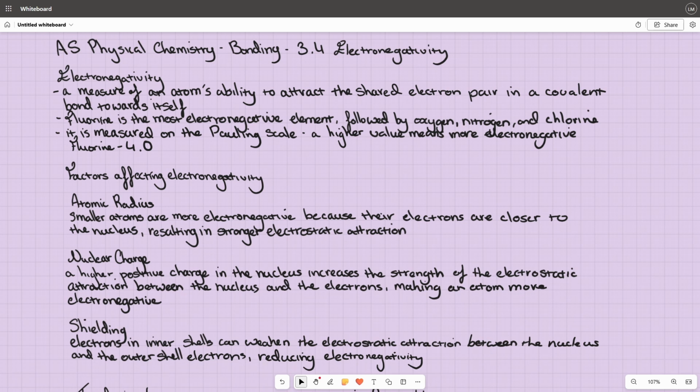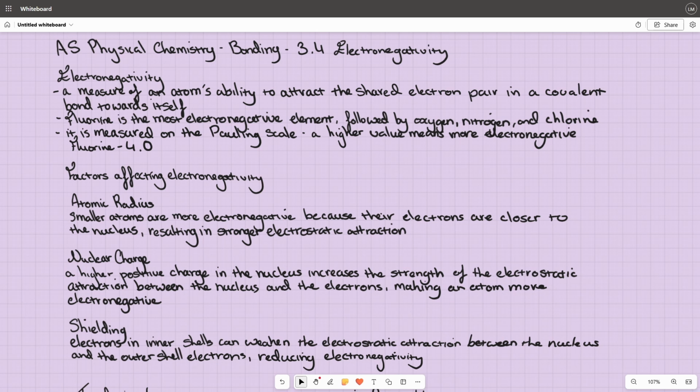Another factor is nuclear charge, and this means that a higher positive charge on the nucleus increases the strength of the electrostatic attraction between the nucleus and the electrons. This makes an atom more electronegative. So the stronger positive charge in the nucleus means the bond between the positive nucleus and the negative electrons is stronger.